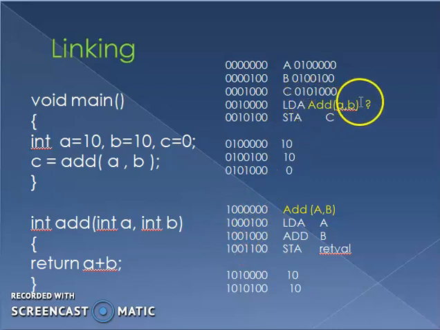This code will be written over here so that the value can be fetched and brought into the AC register. So this way the linking is done in which the function call is mapped to the function definition by using the logical address of that function definition.